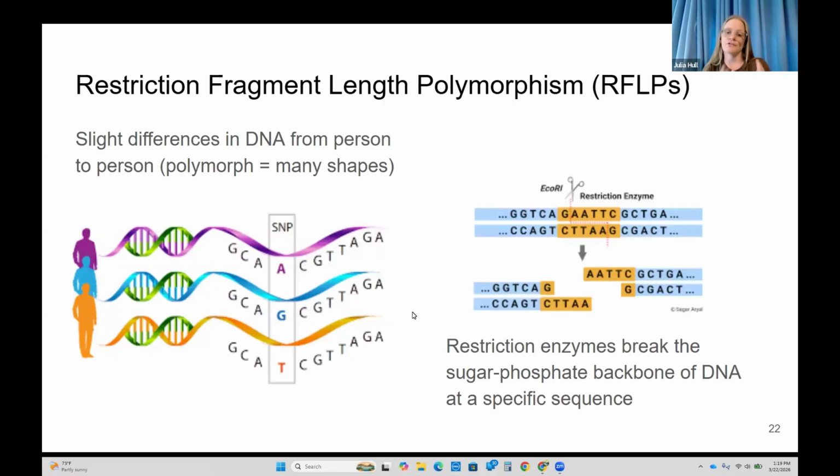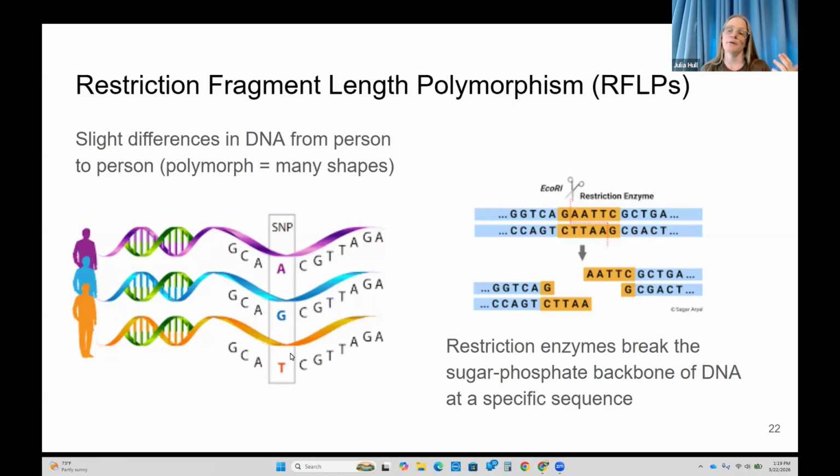RFLPs, or restriction fragment length polymorphisms, is one of the older applications of biotechnology. What this does is it helps us identify genetic variation between individuals. I have this picture of these SNPs, these single nucleotide polymorphisms. It's just these mutations that occur at the same site.